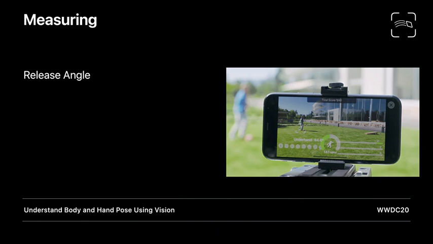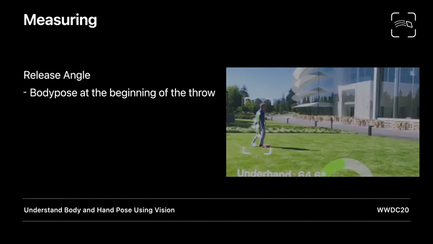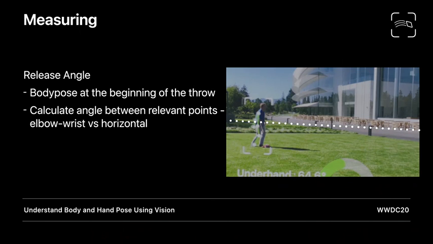The other part that we want to measure is the release angle. So we're looking for where the body pose is at the beginning of the throw, when I was actually throwing the bag. And we're comparing what the angle of the elbow to the wrist, so my lower arm, is in comparison to the horizon. Again, let me hand it back over to Brent to show you this in the code.